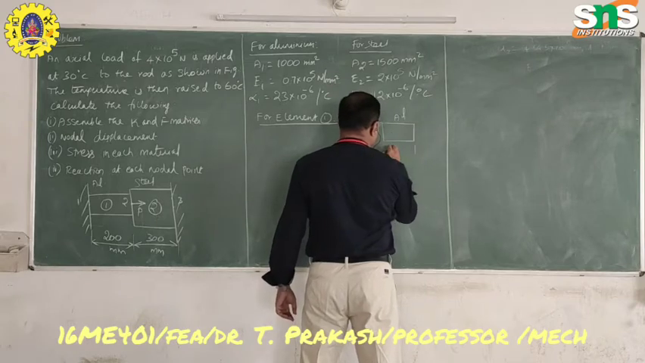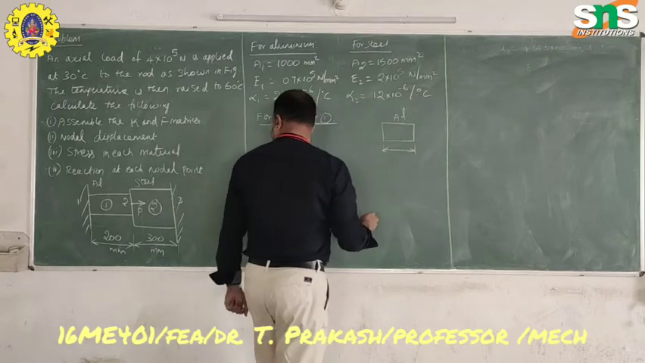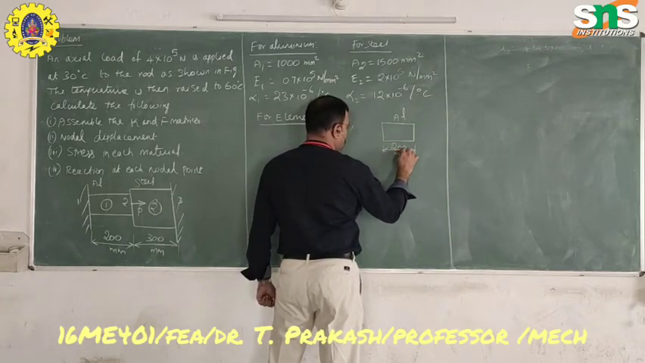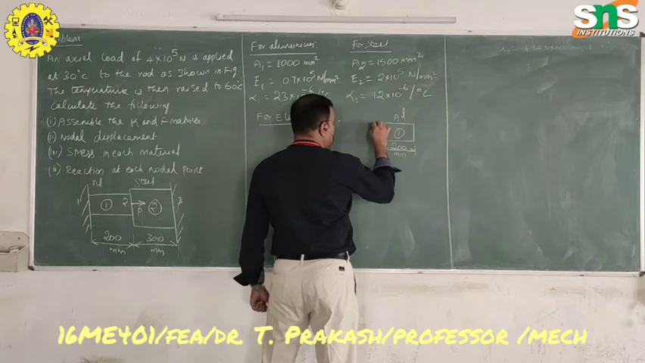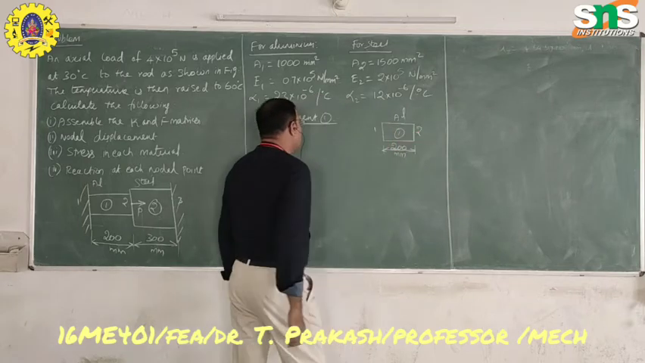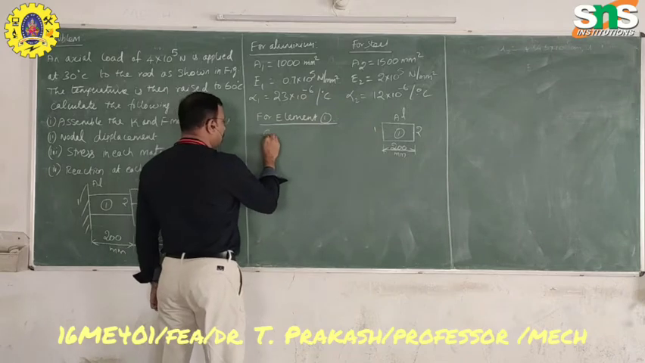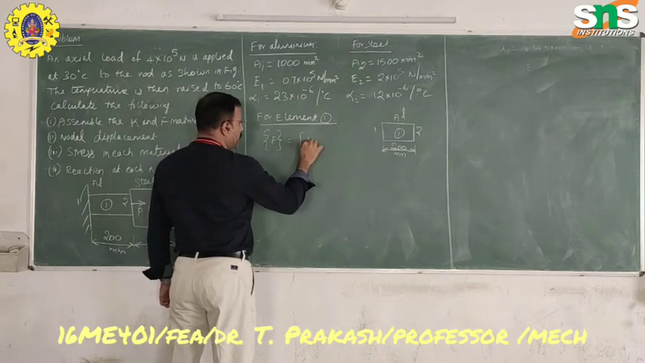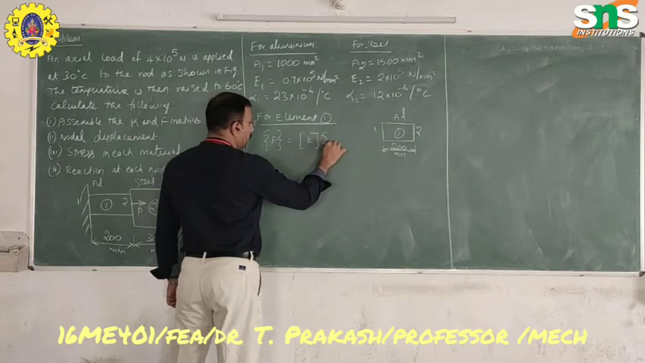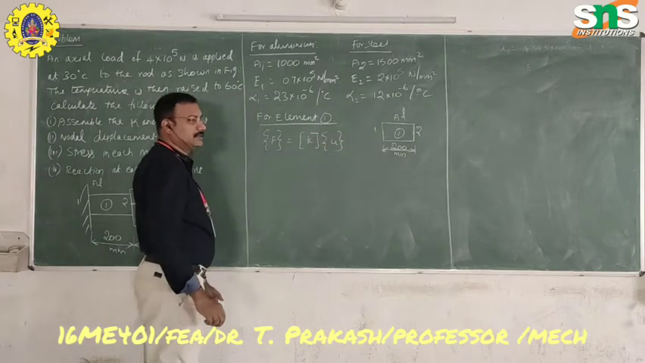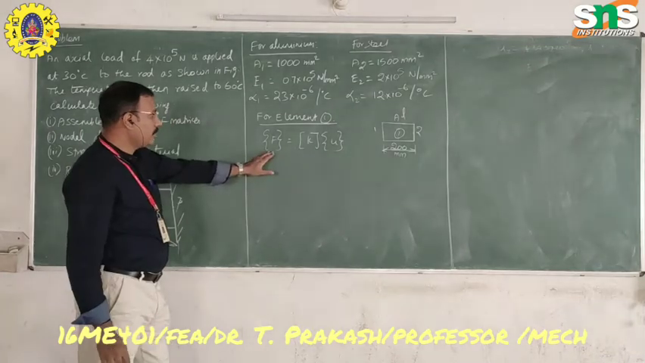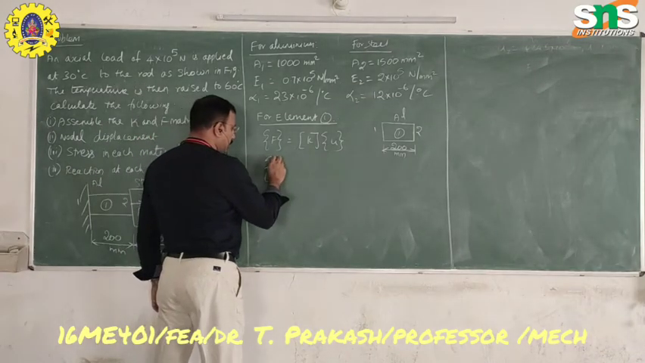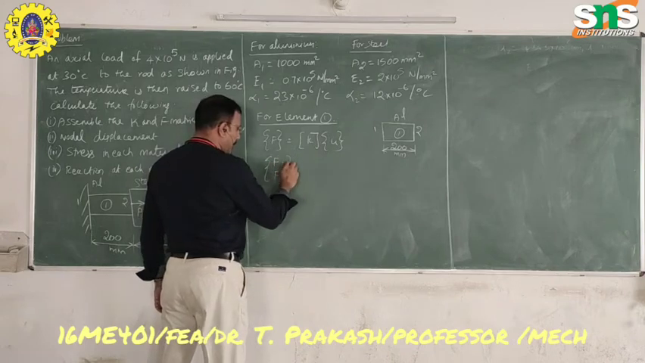The length of the aluminum is 200 mm. This is our first element, with nodes 1, 2 and Q1, Q2. We know that the force vector F equals K, the stiffness matrix, into U, the displacement. It is the same formula we are going to use to find the stiffness matrix. There are two forces involved, F1 and F2.